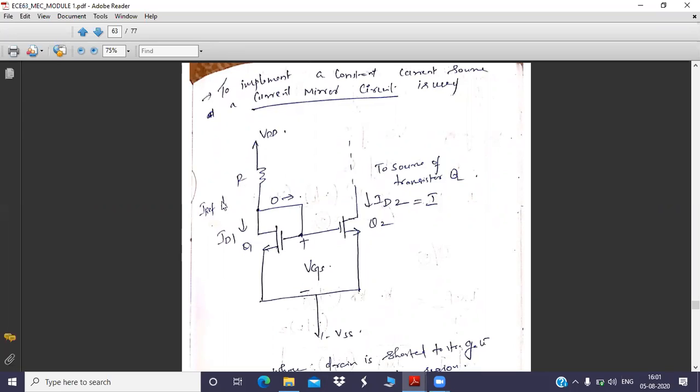I told that this IREF is determined by R. The value of R is going to determine IREF, but how? See, IREF is flowing through R. At one end of R, you are having VDD. At the other end of R, this point is connected to the gate. So what is the voltage at this point? It is VGS. Understood? Yes, sir, these two points are connected. At this particular point you're having VGS, so that VGS will come over here as well.